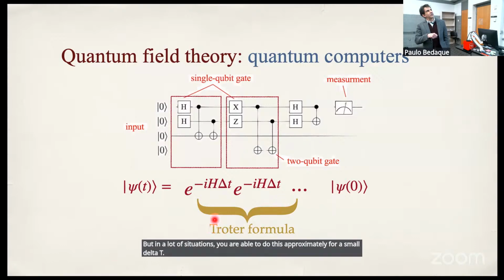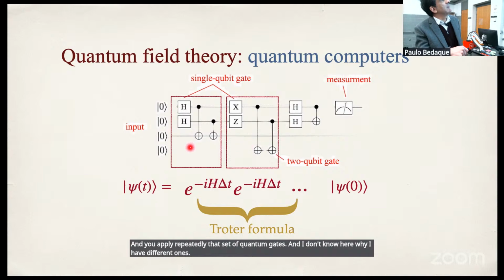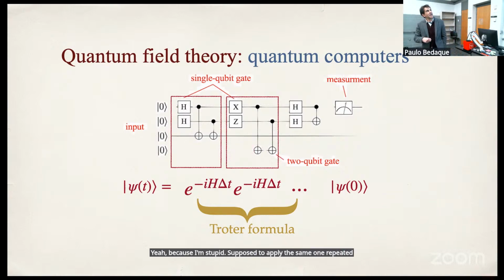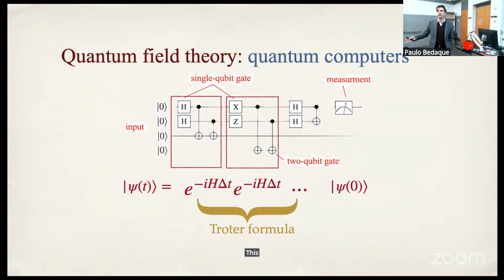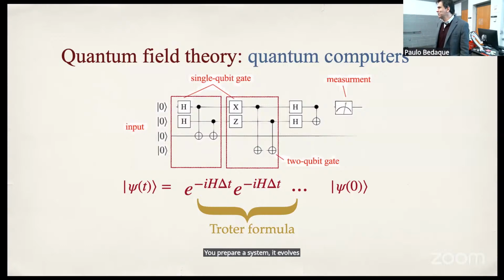So the idea would be, of course, you code this up in terms of some quantum gates, and you apply that set of quantum gates repeatedly. I don't know why I have different ones here. Because I'm supposed to apply the same one repeatedly, okay? At the end, I'm going to have a wave function, and in principle, I can measure whatever I want. This includes the whole physics, because that's what you do in a lab: you prepare a system, it evolves, and then you measure it. So in principle, if I know how to do this, I will know how to do everything.